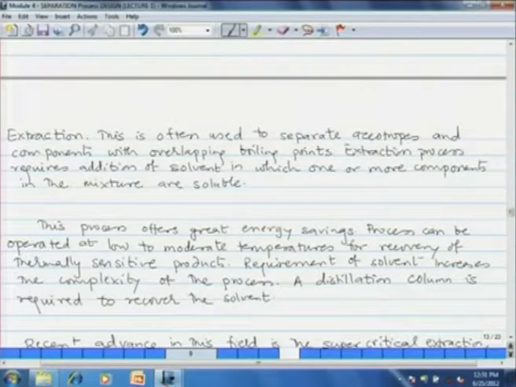Then the process of extraction. This is often used to separate azeotropes and components with overlapping boiling points. Extraction process requires addition of a solvent in which one or more components in the mixture are soluble. Again, the principles of this operation you are already learning in mass transfer course. So, we will not deal with the basic principles of this process.